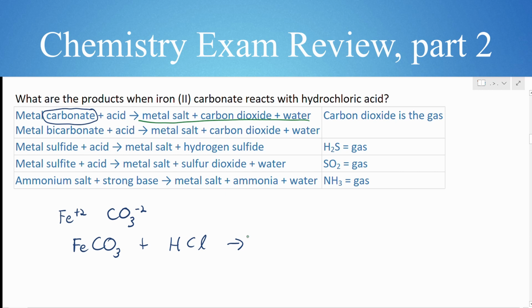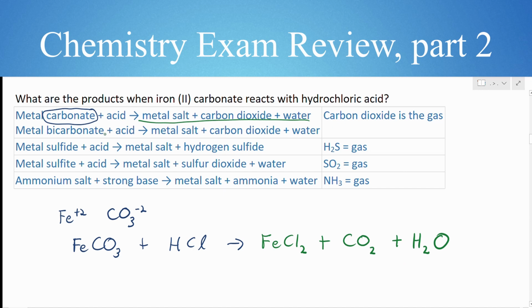So we're going to have this metal salt, FeCl2. We're also going to produce some carbon dioxide, and we're going to get some water as well. Okay, so the metal salt is just the metal combined with the anion from the acid. And then we know that the formula for carbon dioxide and water are as follows. So these are the products when iron 2 carbonate reacts with hydrochloric acid.